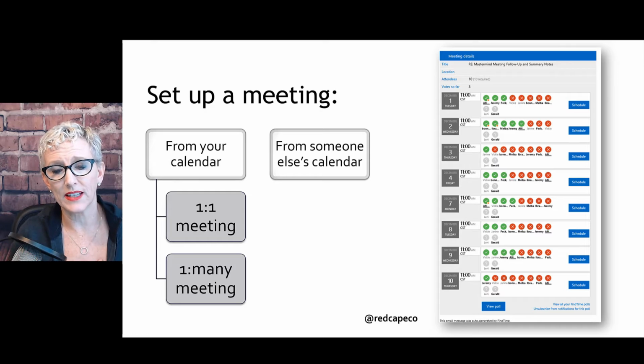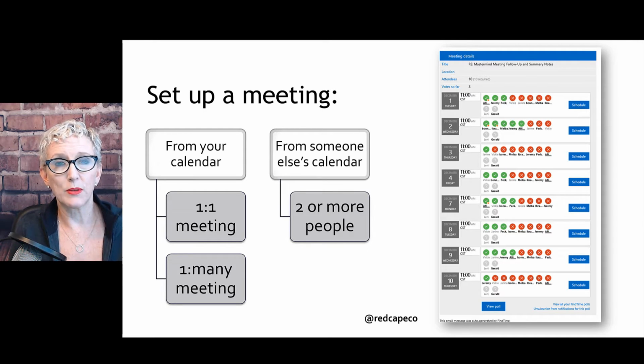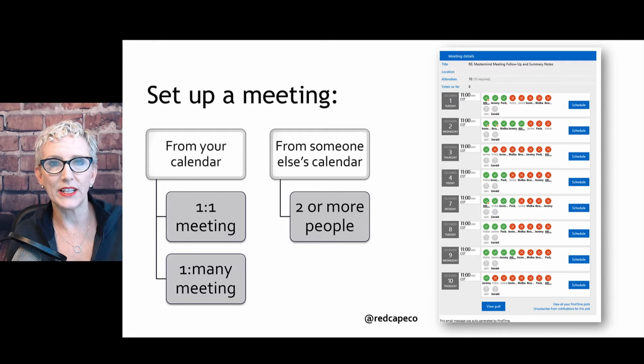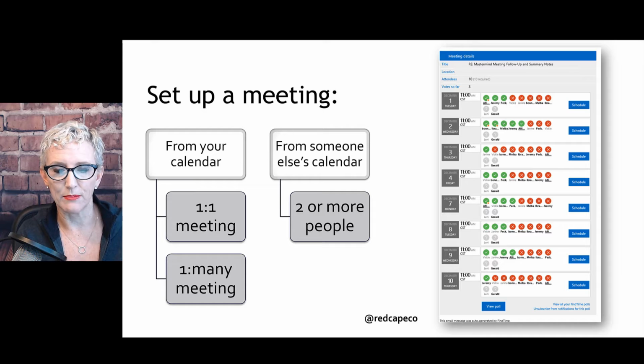From someone else's calendar, meaning you're collecting consensus, so it could be 2 or more people. So if I'm an assistant and I'm trying to get 2 leaders together, I would contact the other leader's assistant and send them a poll and find out when that leader can meet, and then I will get the information.